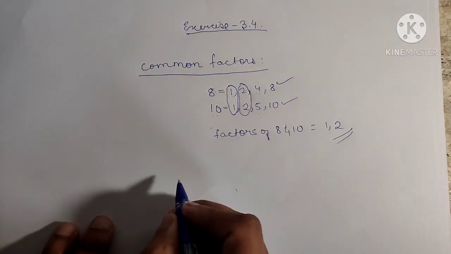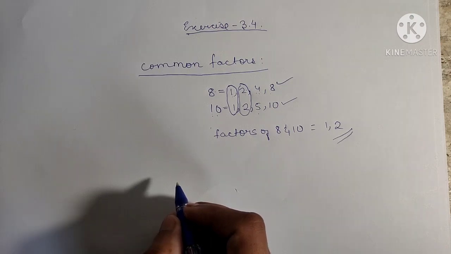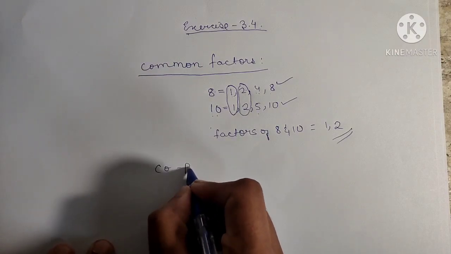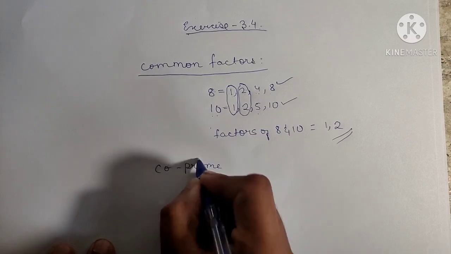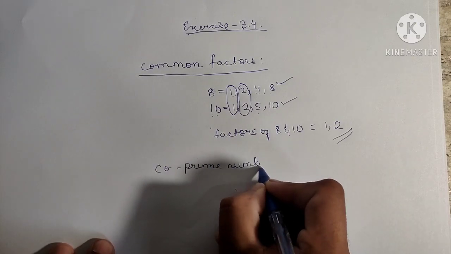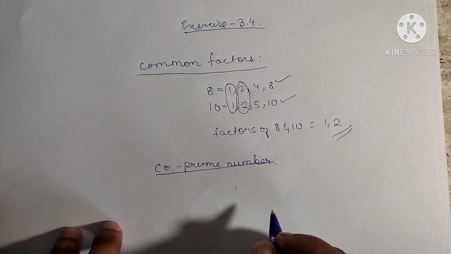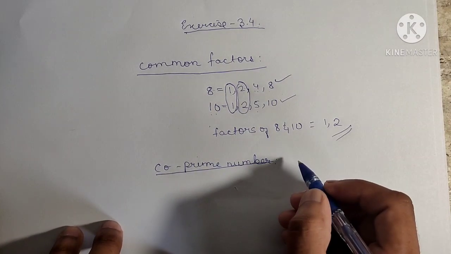Now I will explain what you mean by co-prime factors. Co-prime factors means two numbers having only one as the common factor. That means co-prime means co-prime numbers. What do you mean by co-prime numbers? If the question asks you, you have to say two numbers having only one as the common factor. Only one should be common between them.